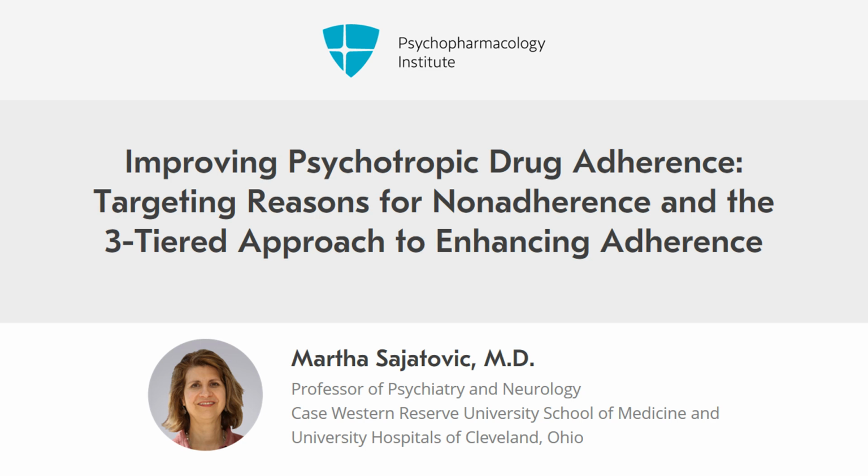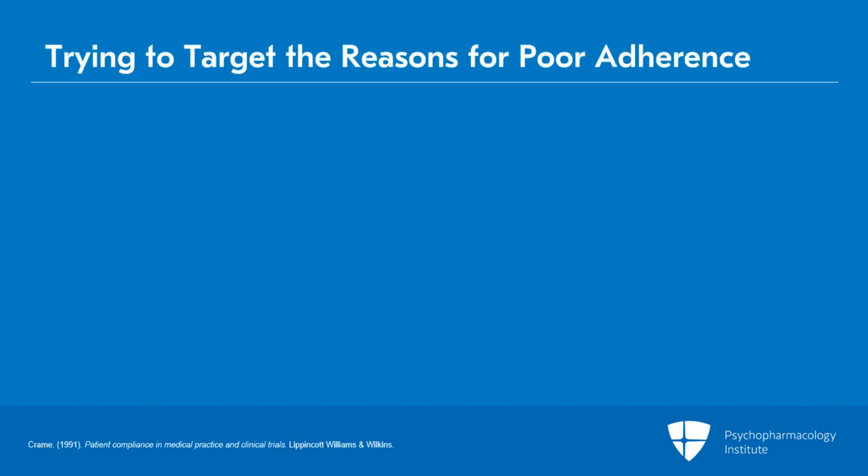Okay, so in section 6, we are going to drill down a bit further into improving psychotropic adherence, targeting reasons for non-adherence, and a 3-tiered approach to enhancing medication adherence. So as we've touched on already, it is important for clinicians to try to target the reasons for poor adherence, assessing why a person is poorly adherent, so the intentional versus the unintentional, can'ts versus won't.